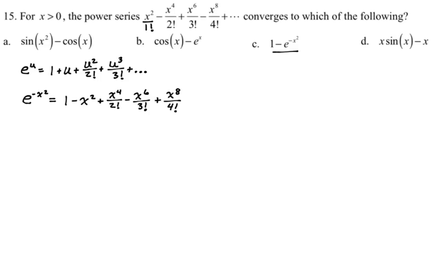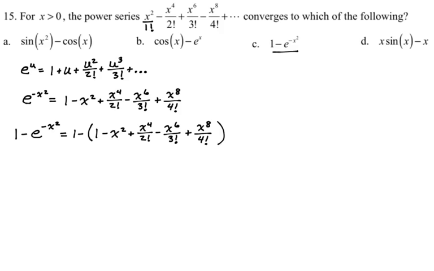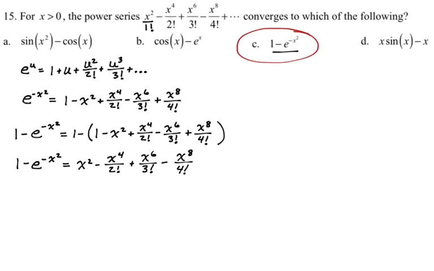So if I do 1 minus this, it's going to be 1 minus this whole series that we've written out. And then if I simplify that, I won't make you watch that, I'm going to get that 1 minus e to the negative x squared is x squared minus x to the 4th over 2 factorial, blah, blah, blah. It is the given thing. So this is definitely the answer.